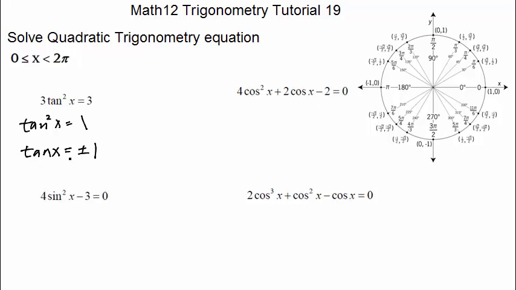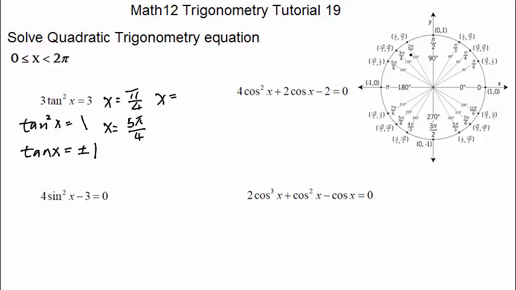Tangent equal to sine over cosine. Tangent x equal to 1 means the sine and the cosine are the same. So in the first quadrant and the third quadrant, sine and cosine are exactly the same. So pi over 4 and then 5 pi over 4 is the solution of tangent x equal to positive 1. So x equal to pi over 4 and x equal to 5 pi over 4 for the positive one. What about the negative one?